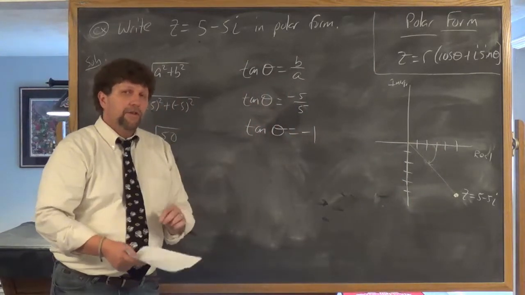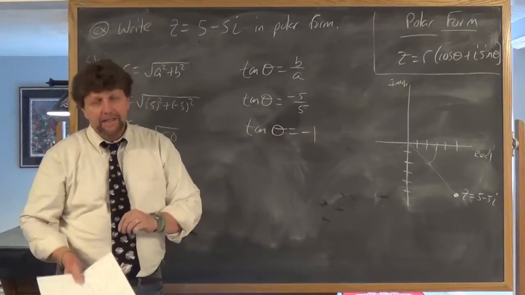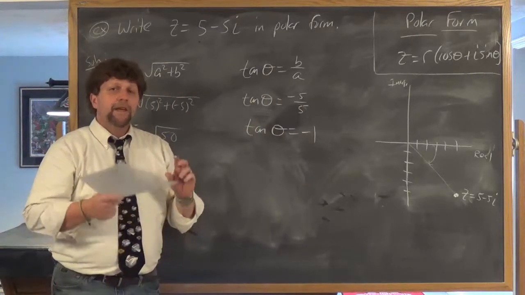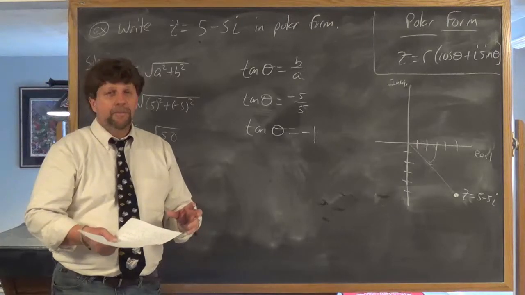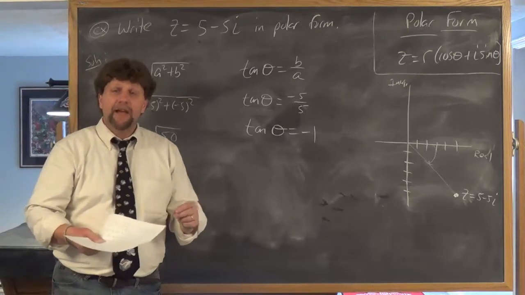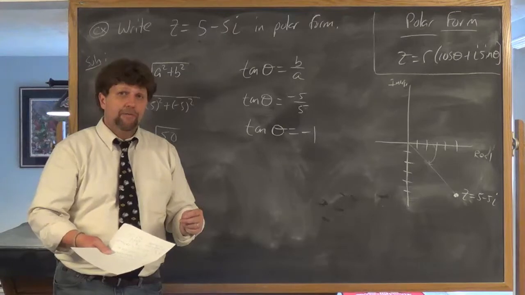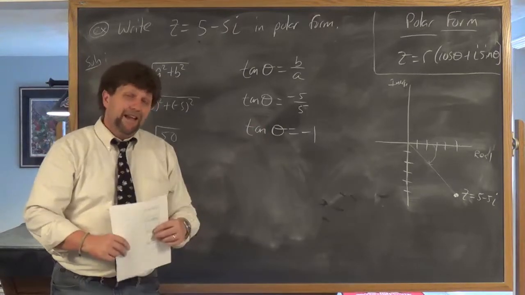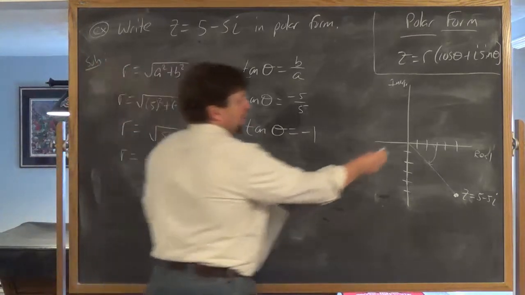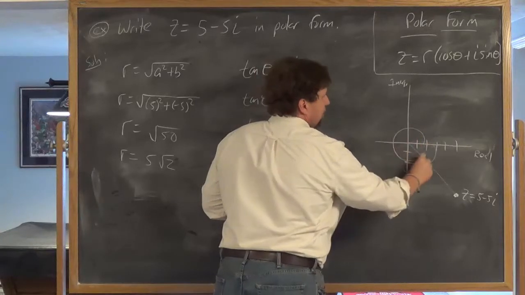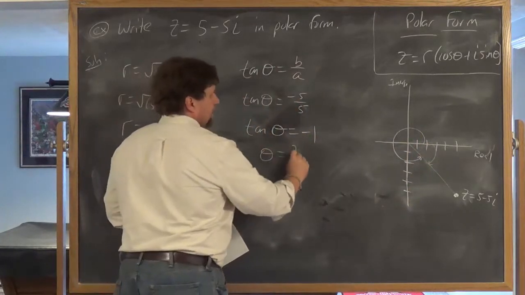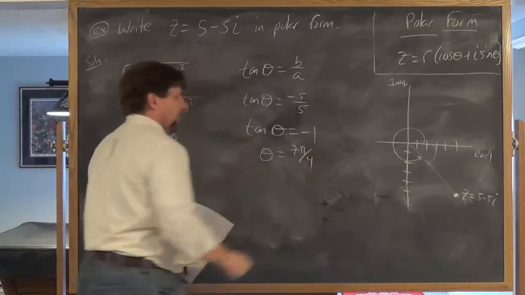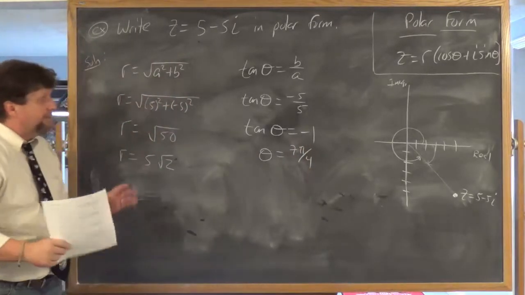What we want to do, though, in writing these complex numbers in polar form, is we want our angle theta to be a positive angle. And we should be able to make it a positive angle somewhere between 0 and 2 pi. So rather than give a negative pi over 4, we're going to give this angle measure, which is 7 pi over 4.